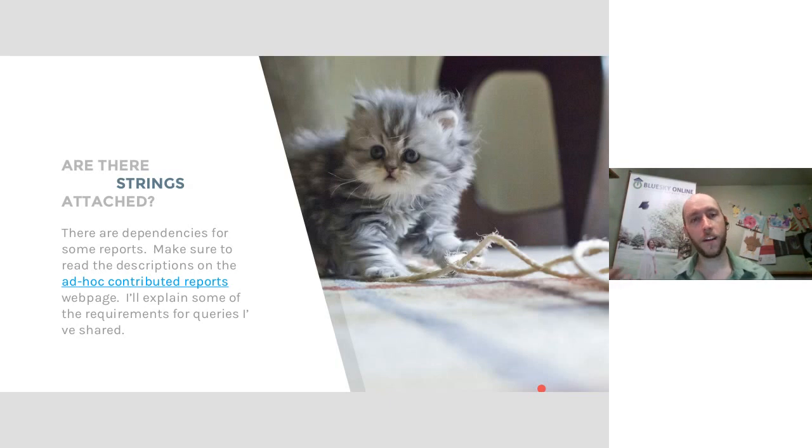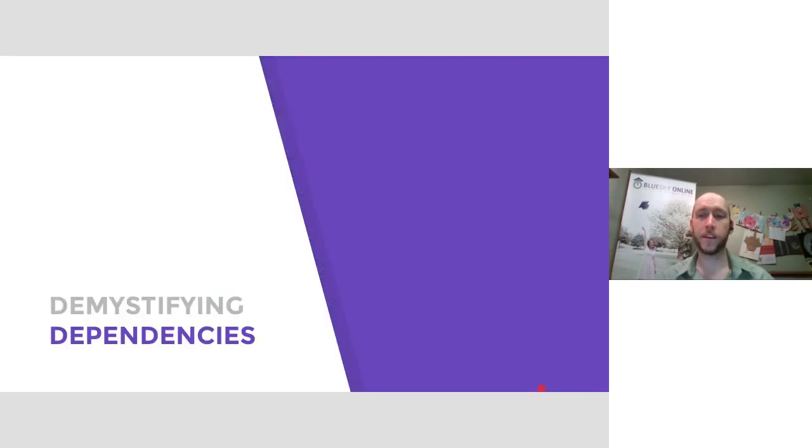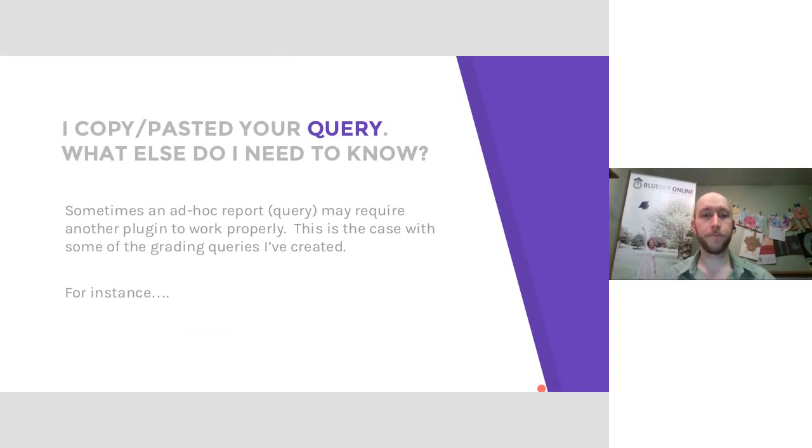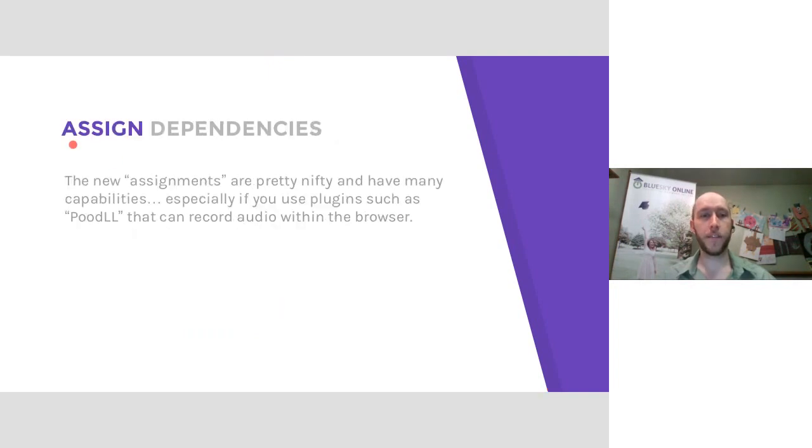You might ask, well, are there some strings attached to this? What's going to happen if I try this and something doesn't go right, something doesn't work as I would expect it to? There are some contingencies of different kinds of things that might hold you back initially. So what's going on with some of these dependencies? What do you need to know before you put the Grade Everything report into place? So for instance, this assign module has some tricks about it that make it a little bit of a sticky wicket to work with at times.